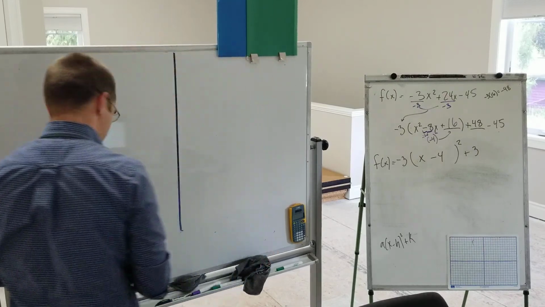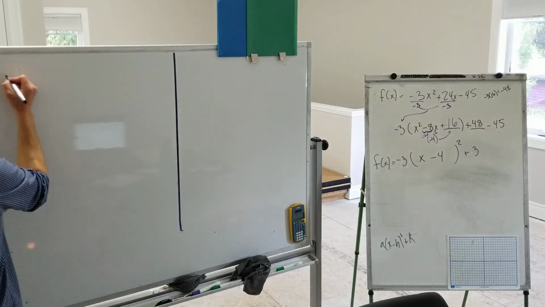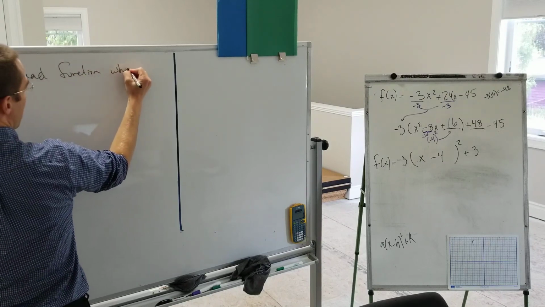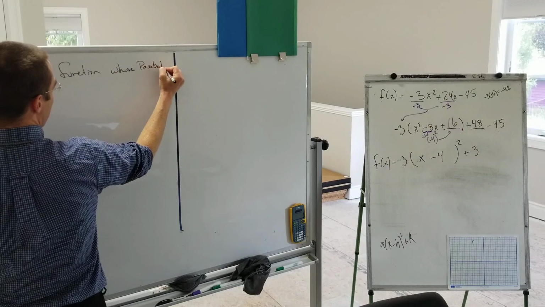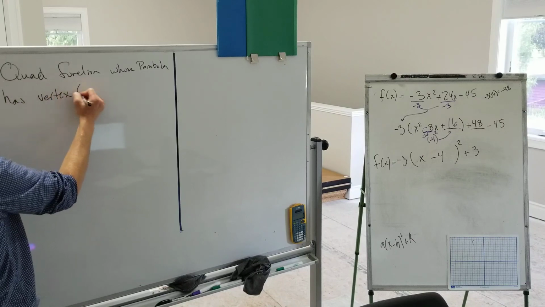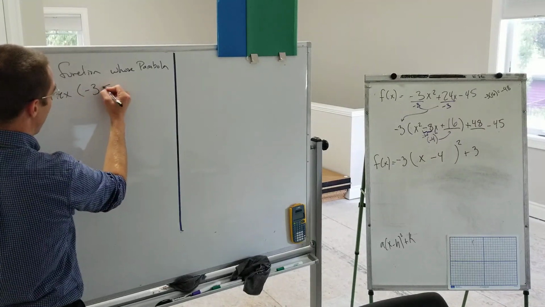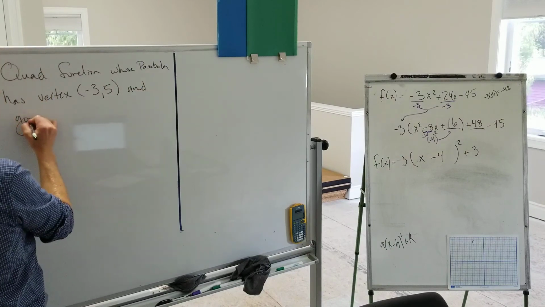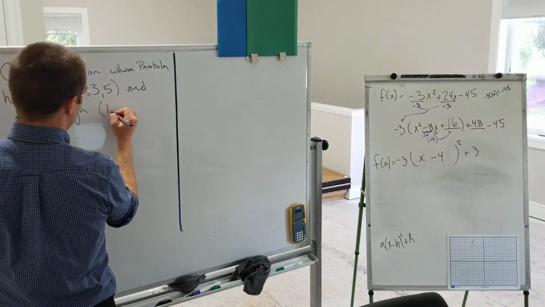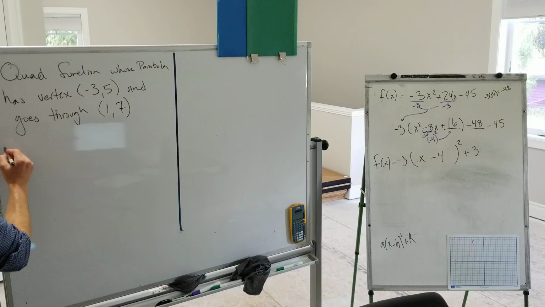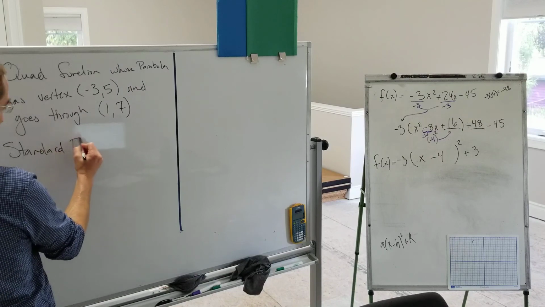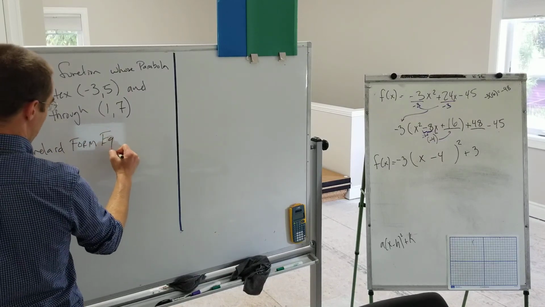Let's say we have a quadratic function whose parabola, the graph, has a vertex of, let's just say it's (-3, 5), and it goes through the point (1, 7). What's the equation? What is the standard form equation?